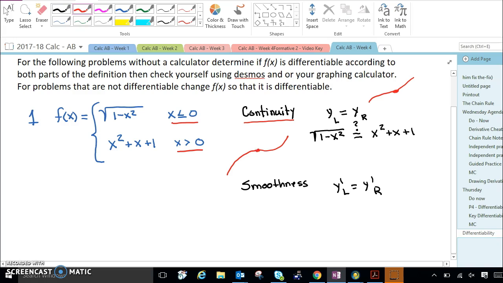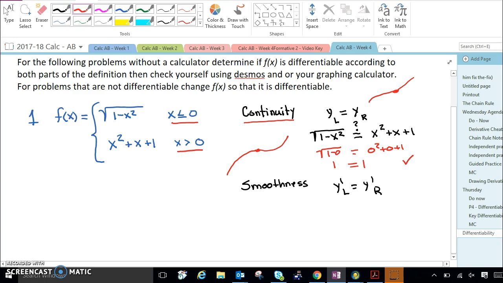So we're going to first check continuity by plugging in 0. The square root of 1 minus 0 equals 1. Is that equal to 0 squared plus 0 plus 1? Yes. So we've met the first part of the continuity definition. The y values on each side match.